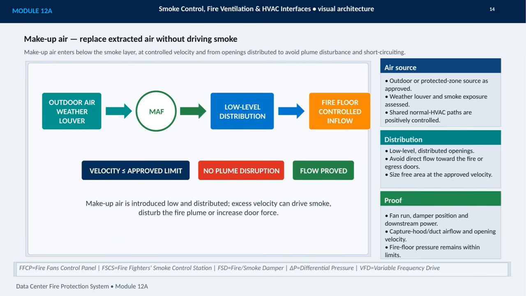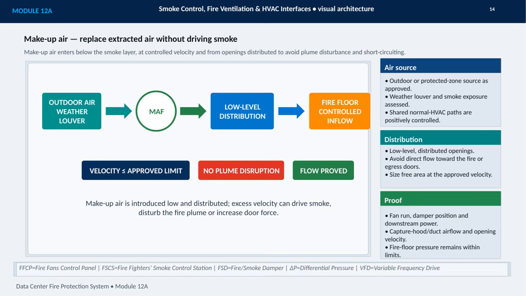The air may come from outdoors or from an approved protected zone. The weather louver and its smoke exposure need to be assessed, and any shared path through the normal HVAC system must be positively controlled. Distribution is equally important.